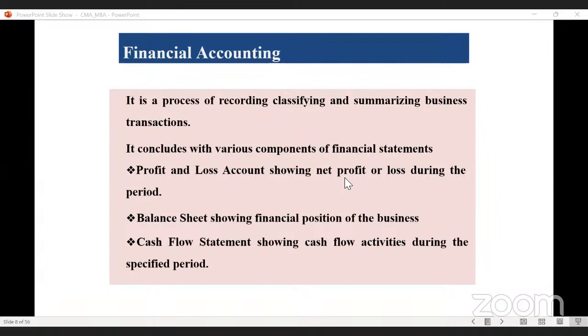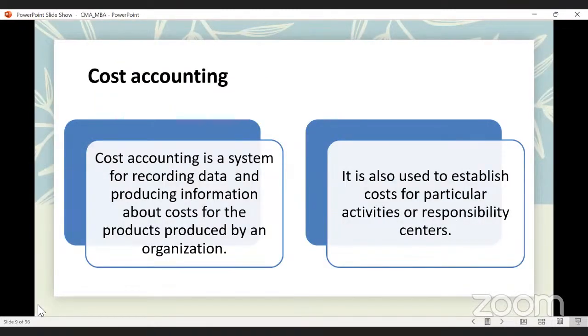We have already discussed that. Now we are going to discuss what is cost accounting and what is management accounting. Then we'll proceed accordingly. Whenever we're talking about cost accounting, please remember it is a system for recording data and producing information about cost. It's also an accounting system. It records the data and produces information about the cost of the product or services that is produced by an organization.